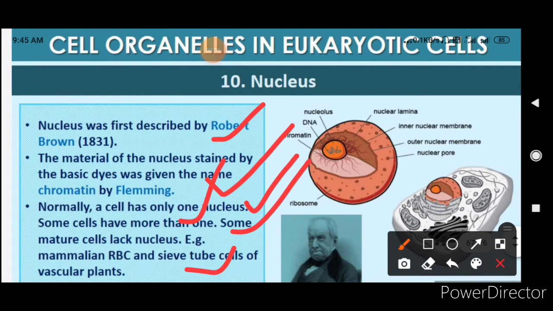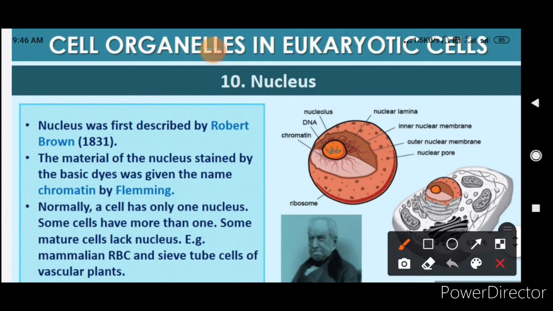Okay, so nucleus was first observed by Robert Brown in 1831. The material of the nucleus, when stained by a basic dye, was given the name chromatin because it was stained. Chroma means color, and thin colored threads which were observed were called chromatin by Fleming. Normally a cell has only one nucleus, but some cells can have more than one. Some mature cells lack nucleus, example mammalian RBC and sieve tube cells of the vascular plants.